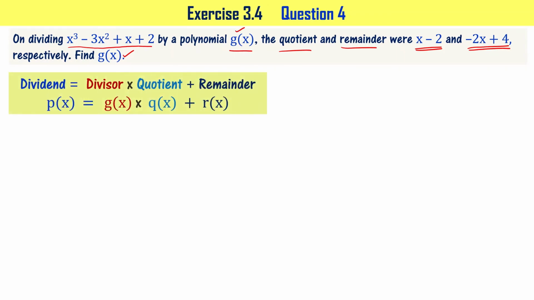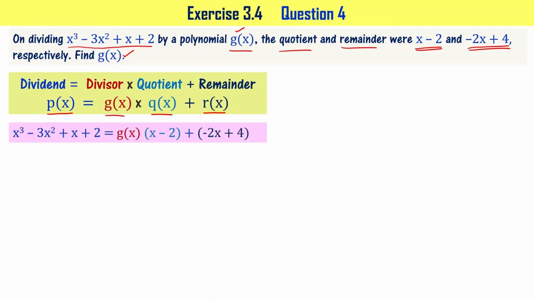We know that dividend equal to divisor times quotient plus remainder, right? Let me denote dividend with p of x, divisor with g of x, quotient with q of x, and remainder with r of x, right? Whatever has been given in the problem statement, let's write that. Dividend, that is x cube minus 3x square plus x plus 2 equal to divisor g of x times quotient x minus 2 plus remainder minus 2x plus 4, right?